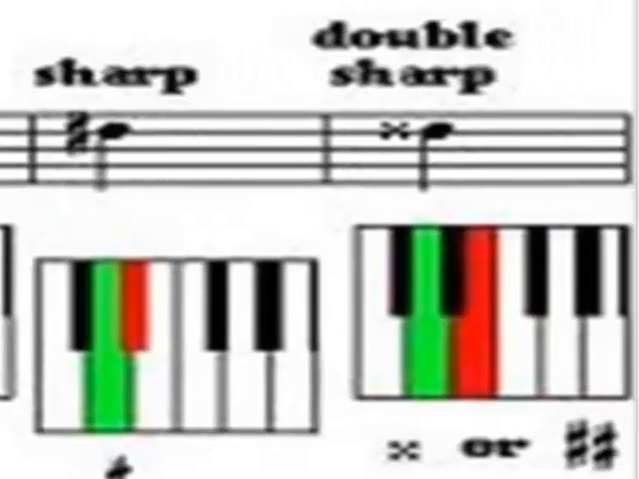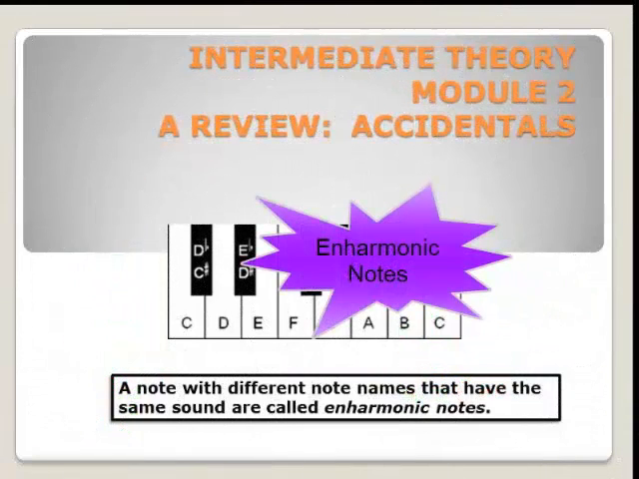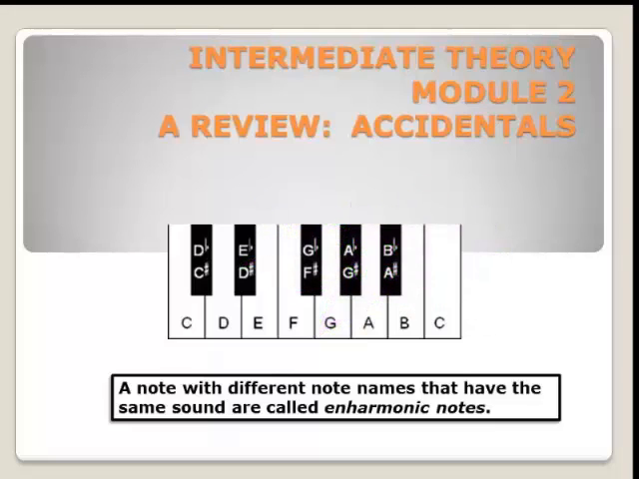The double sharp raises a note by 2 semitones or half steps. When we raise D by 2 semitones, you end up here. Another name for this note is E. I'm sure you noticed that I used the term enharmonic notes in the last slide. Do you remember what an enharmonic note is? It's a note that has a different name but is played in the same place.